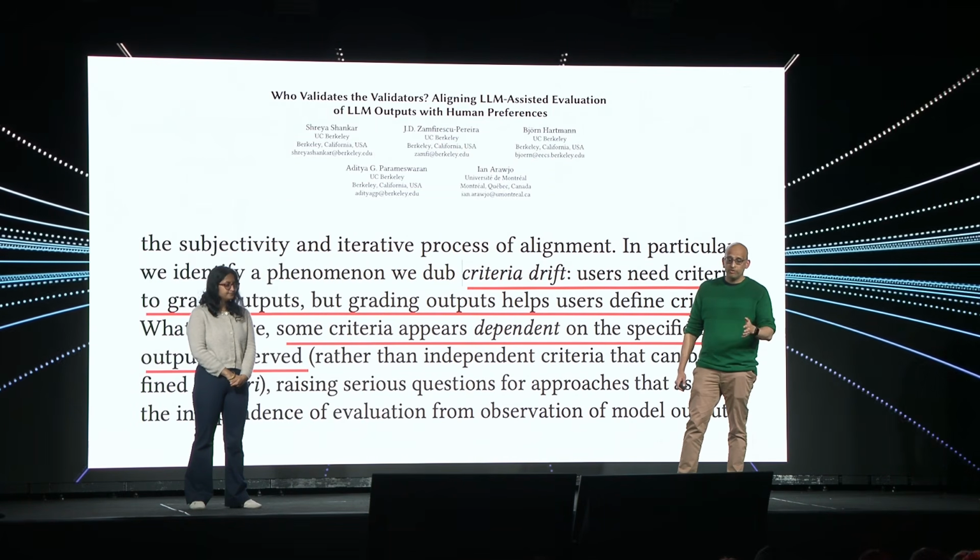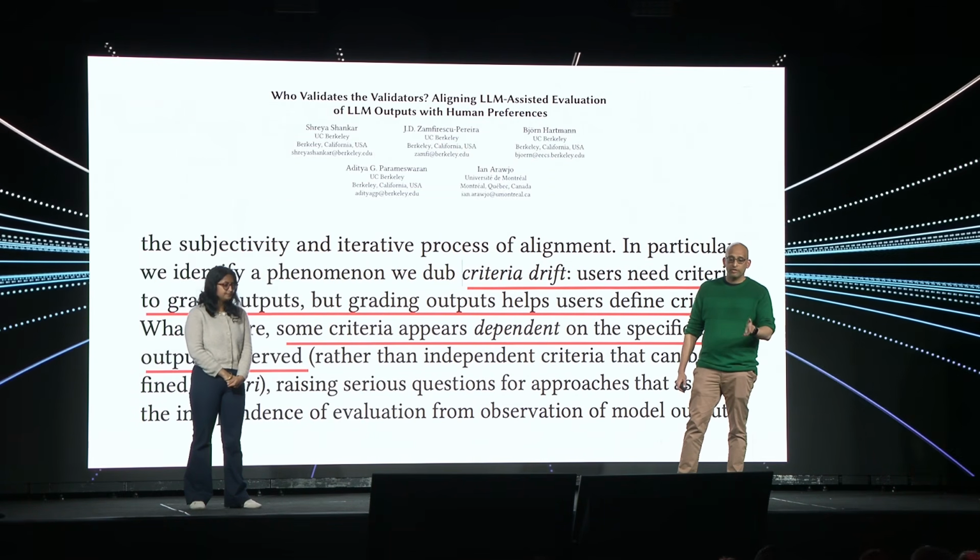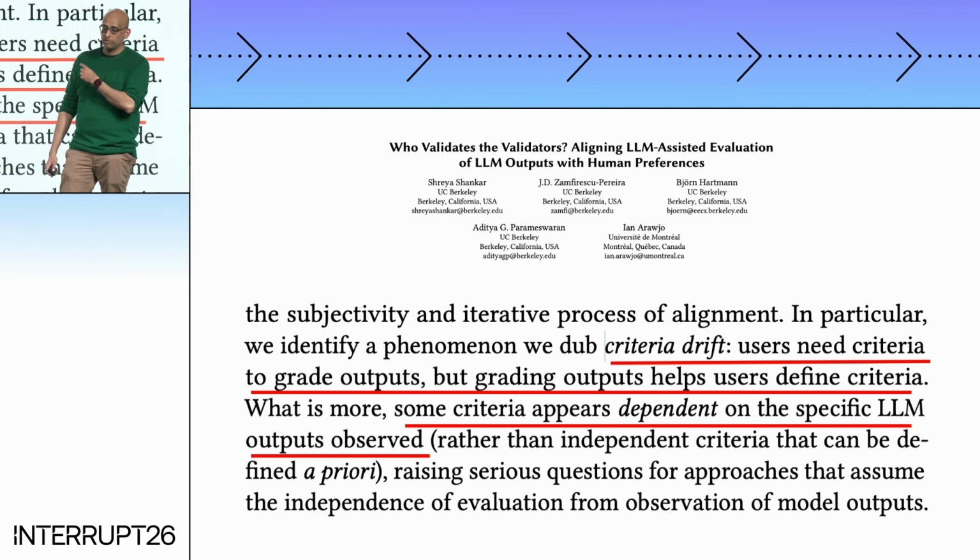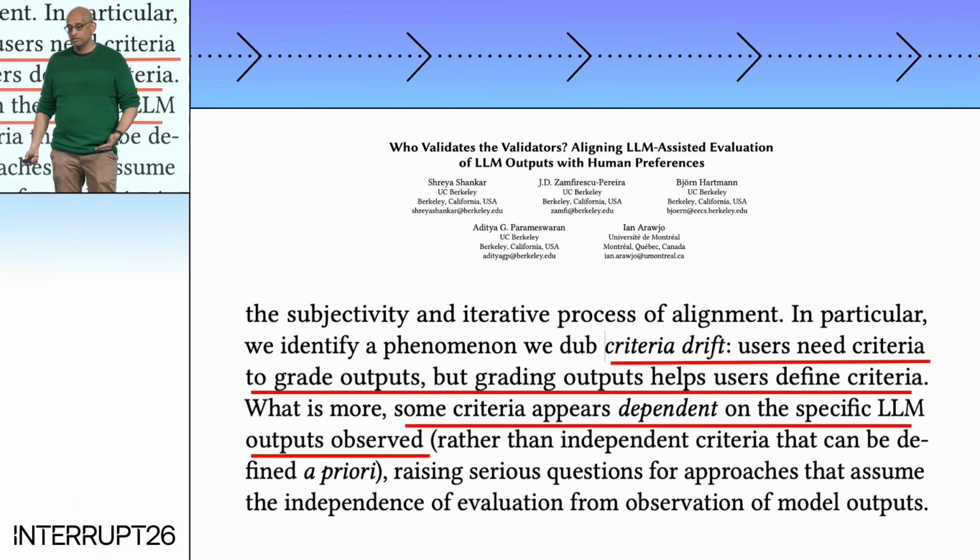And another reason to look at the data is this phenomenon called criteria drift. And this is from a paper, Who Validates the Validators. Shreya is an author on this paper. You should totally check it out. But criteria drift is a very simple concept. It's just they found that people don't know what they want unless they look at some data.